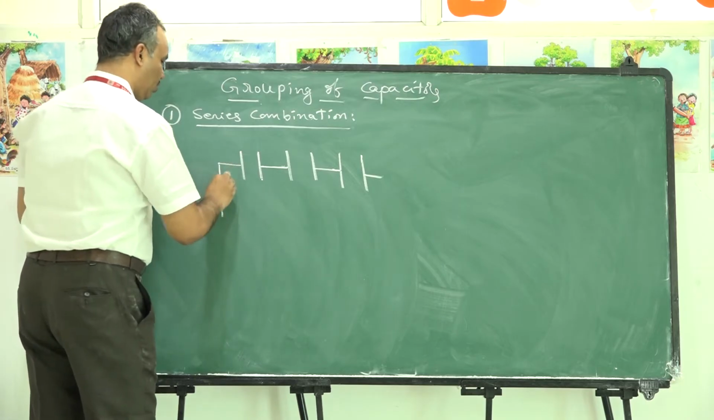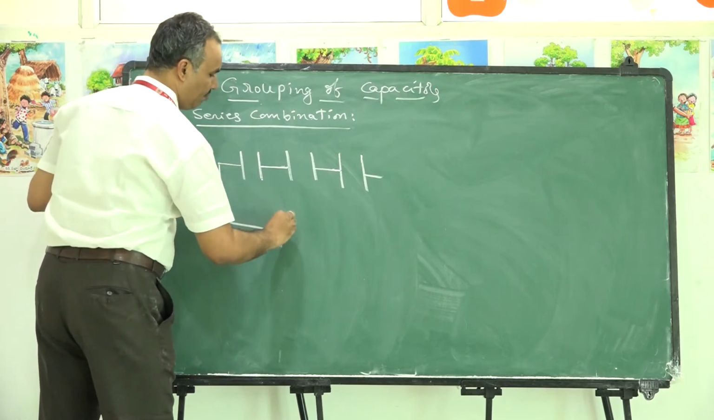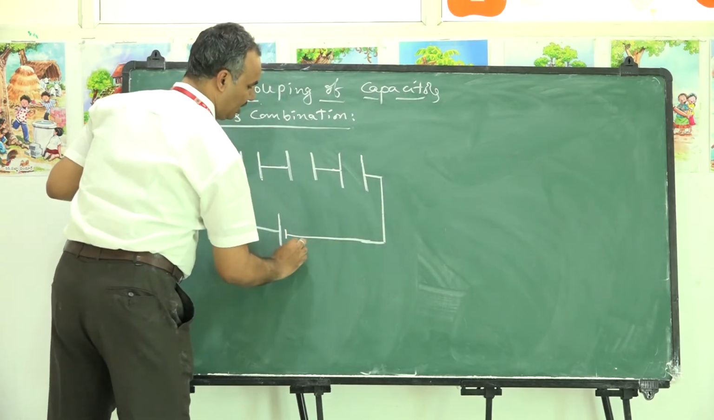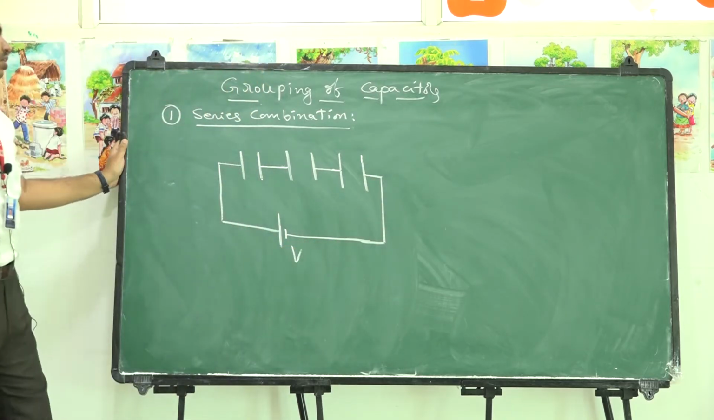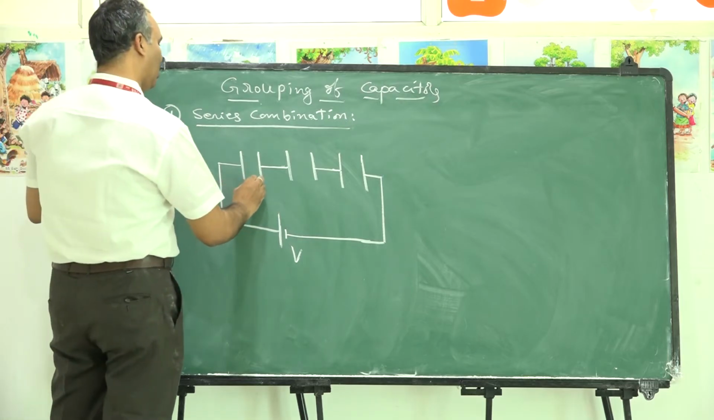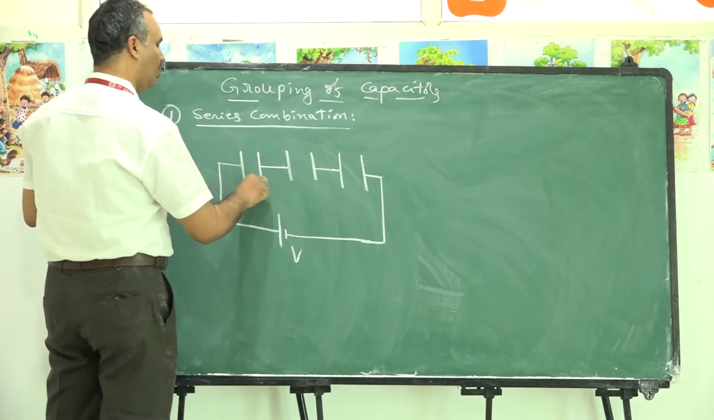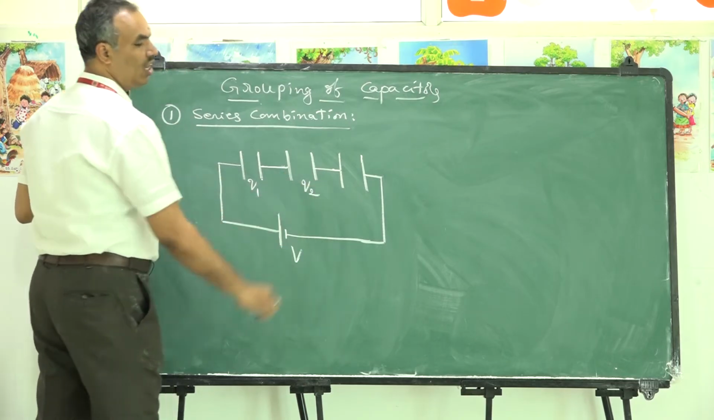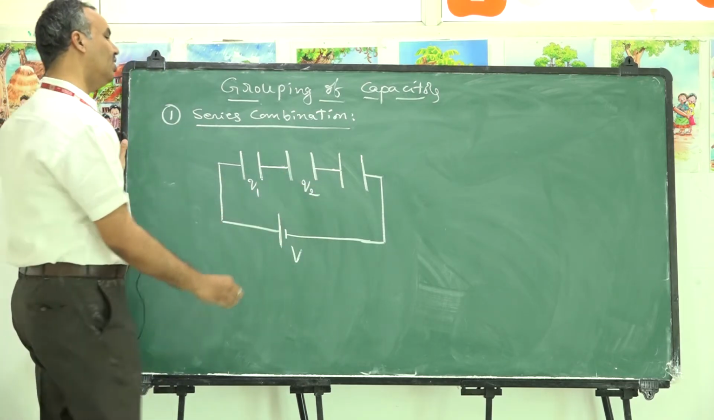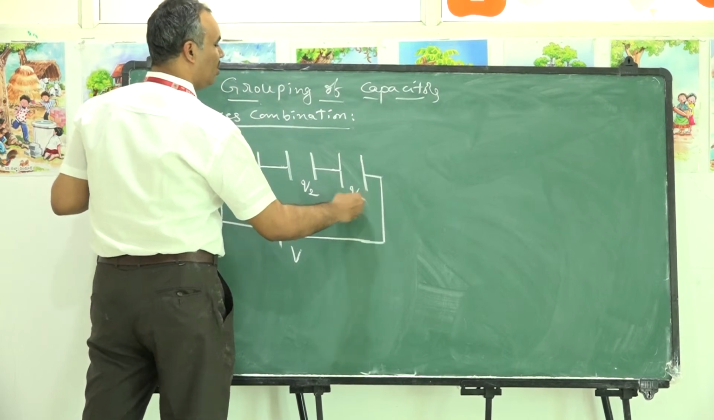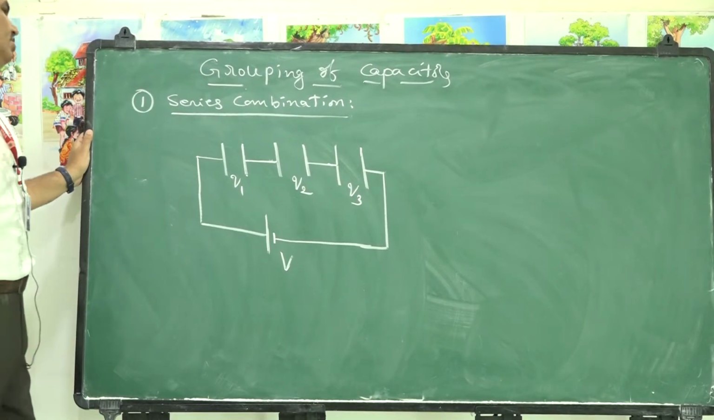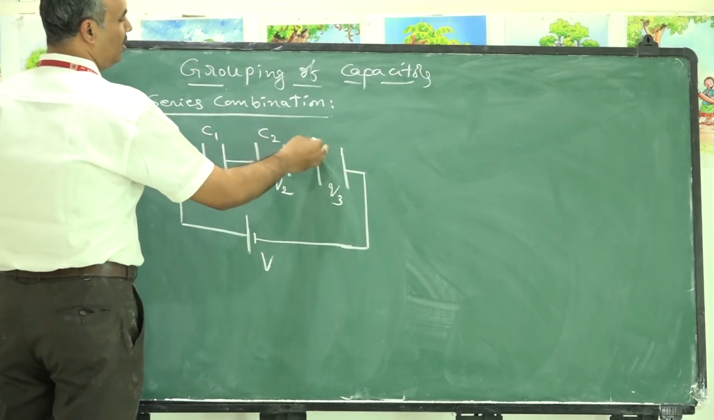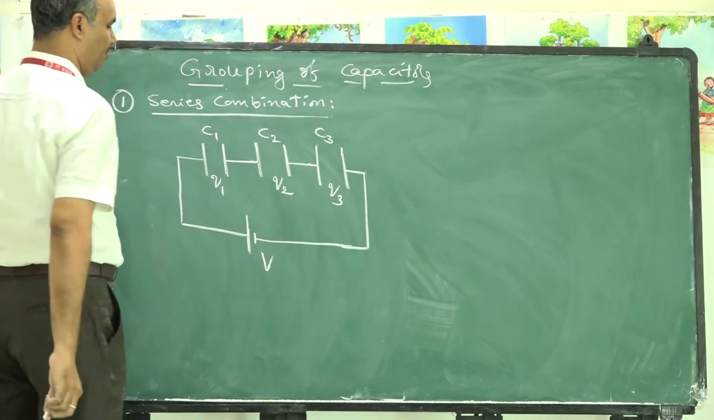They are connected to a battery of EMF V, like this. Let Q1 be the charge deposited in the first capacitor, Q2 the charge deposited in the second capacitor, and Q3 the charge deposited in the third capacitor. The capacitors have capacities C1, C2, C3.